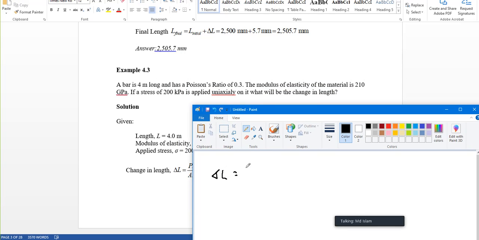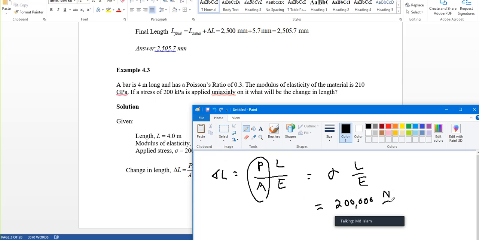We know that delta L is PL by AE. P by A is simply the stress, times L by E. What is given here? Stress is given here, 200 kilopascal, so stress is 200 times 10 to the power 3 Newton per meter square. What is my L? L is given here, 4 meter. What is my E? E is given, 210 times 10 to the power 9 Newton per meter square. So this unit cancels, and whatever remains will be in meter.